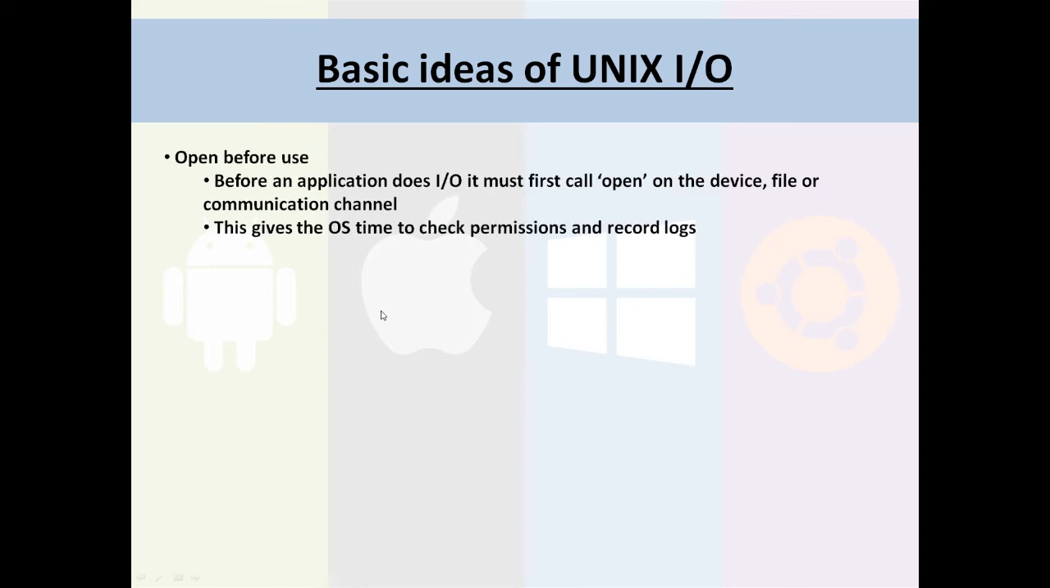Another was open before use. Before an application does any input or output, it must first call open on the device, file, or communication channel. This gives the operating system time to check permissions and record logs, so they can check whether this is a valid argument or not.